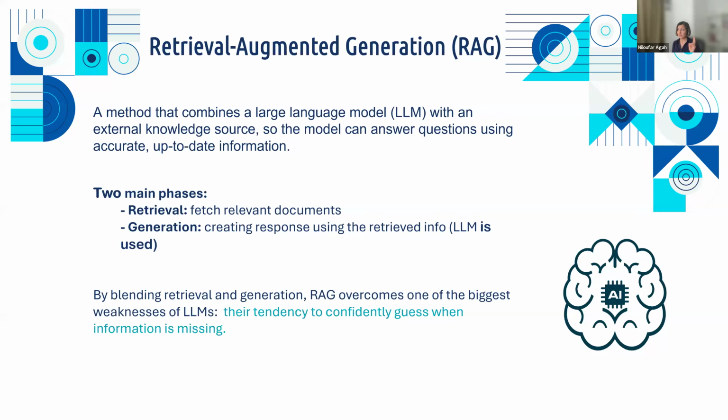RAG has two main phases. One of them is retrieval, the time that we retrieve relevant documents and information. The second phase is generation, where we use those retrieved documents in order to create the response. We use the LLM in the second phase. The first phase should be designed by us separately.